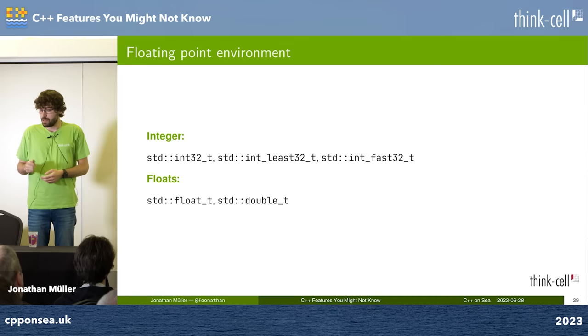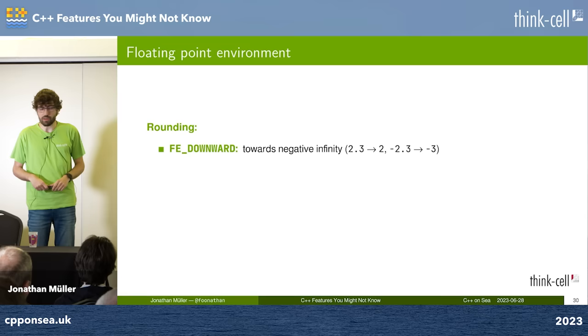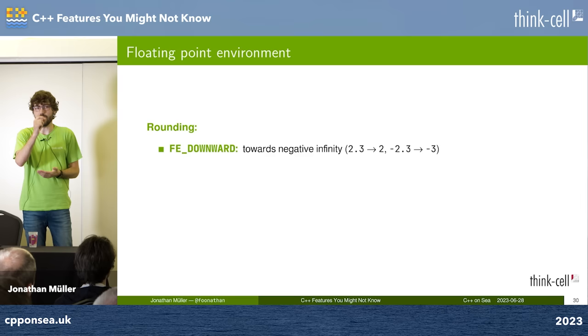The standard library also has some pretty weird stuff under the section called floating point environment. For example, we've got the rounding mode. So we can say round downwards, which means that we round towards negative infinity. So both negative and positive numbers get smaller.